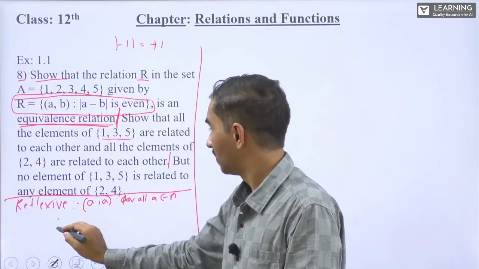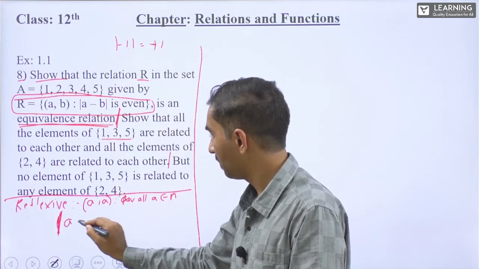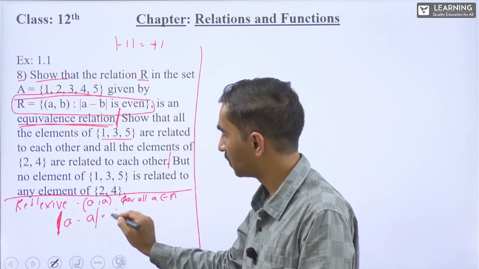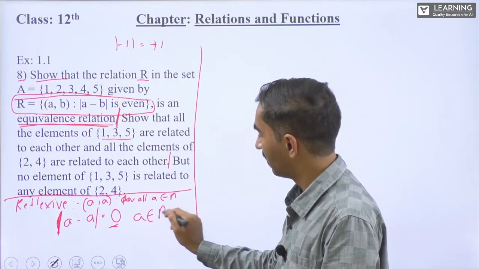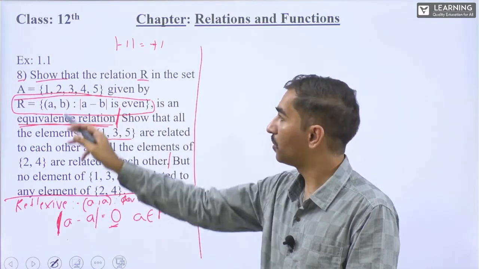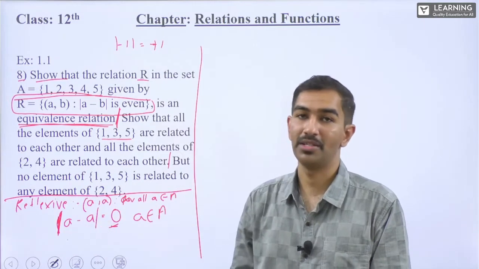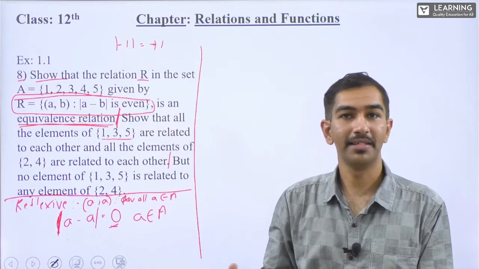So this is mod of a minus a. This will be equal to how much, student? 0. So what is this a? a belongs to set A. What are the elements in set A? 1, 2, 3, 4, 5. So in the place of a, if you put 1, mod of 1 minus 1 is how much? 0. If you put 2 in the place of a, mod of 2 minus 2 is again 0.